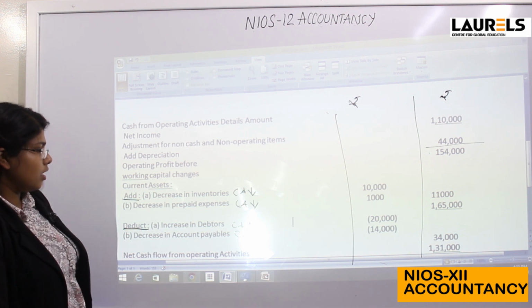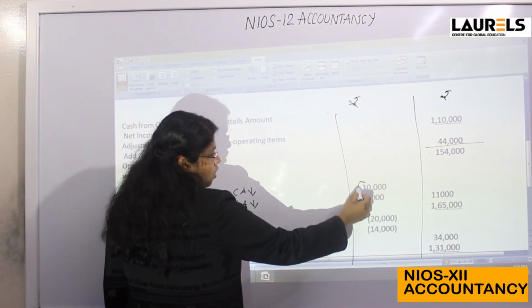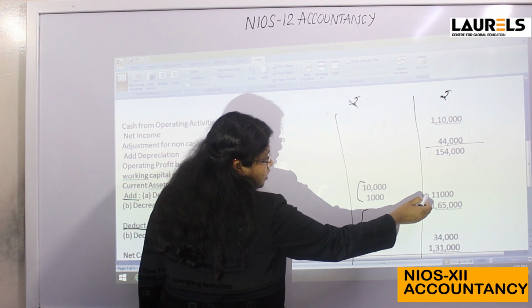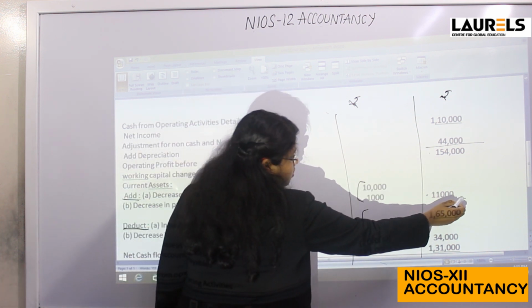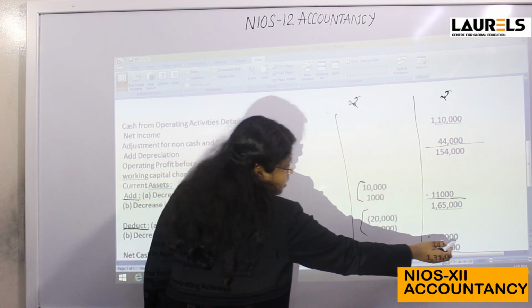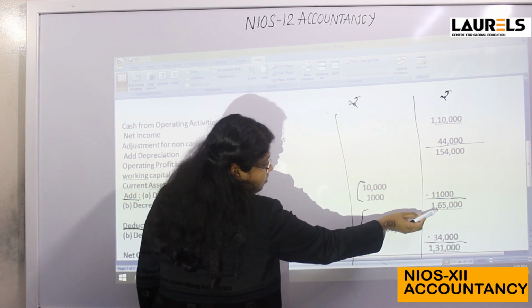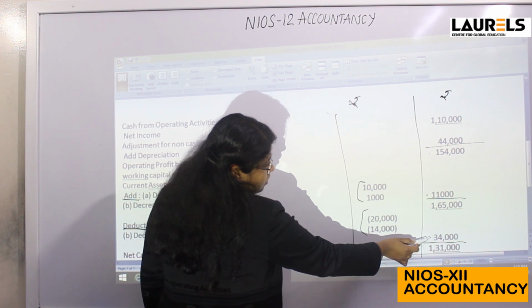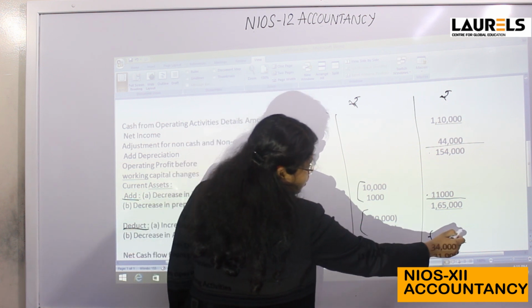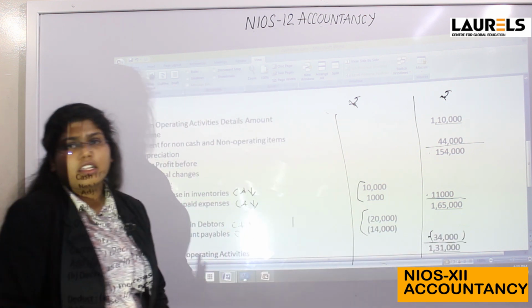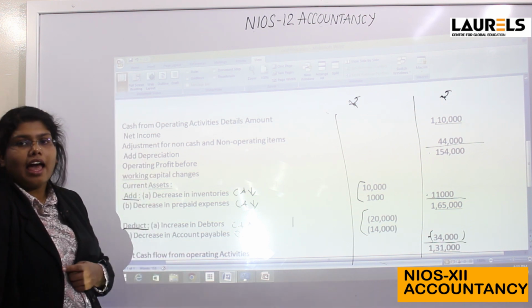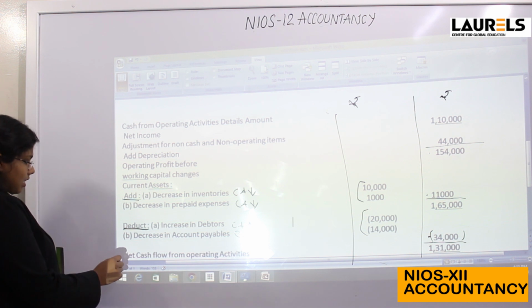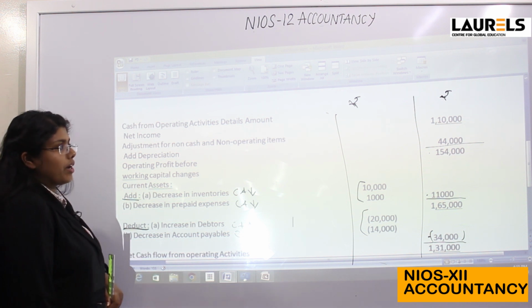Hence we have to write those in the inner column and write their totals in the outer column. And after this, you add that, you get 1,65,000. From 1,65,000 reduce 34,000, you will come to 1,31,000, which is your net cash flow from operating activities, and hence you will come to the final answer of net cash flow from operating activities.